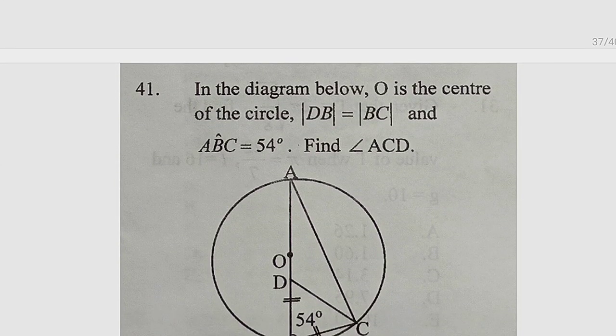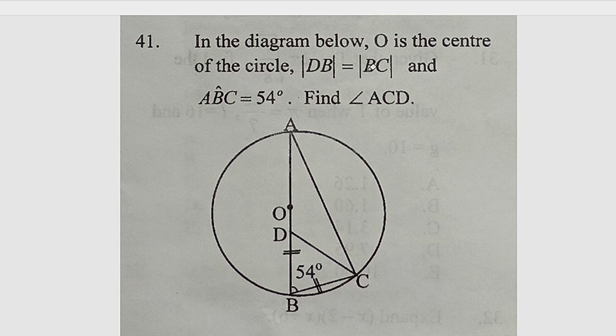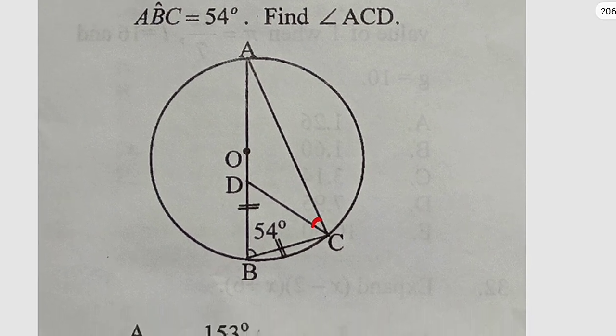Question number 41 reads, in the diagram below, O is the center of the circle. The length of line BD is equal to the length of line BC. Already they have marked it, you can see, which means that this particular triangle is an isosceles triangle. All right. And the angle ABC is 54 degrees, this particular angle here. We are asked to find the measure of the angle ACD. So this particular angle, let me mark it. This is what we are looking for. All right, let me zoom it a little bit.